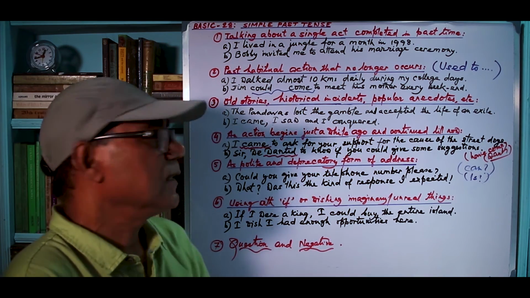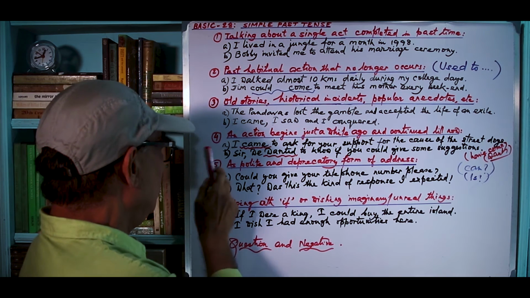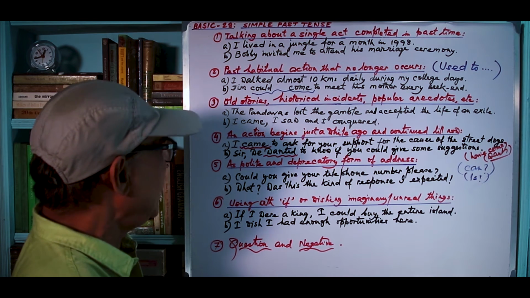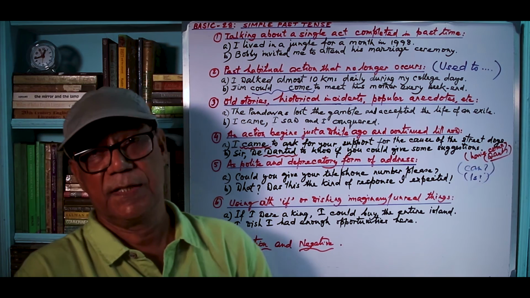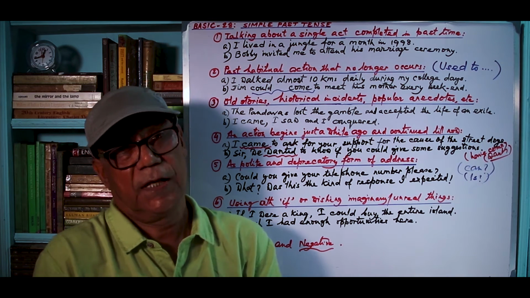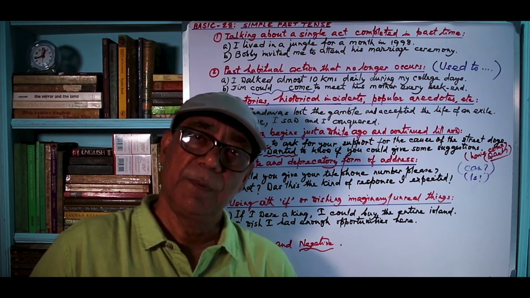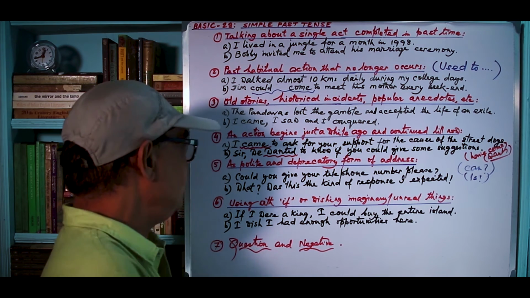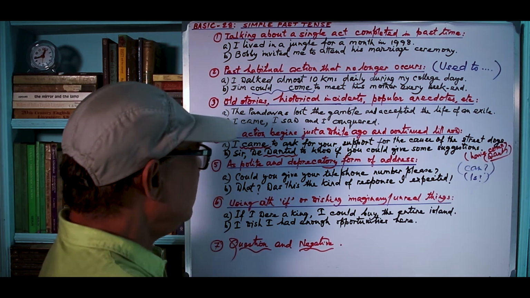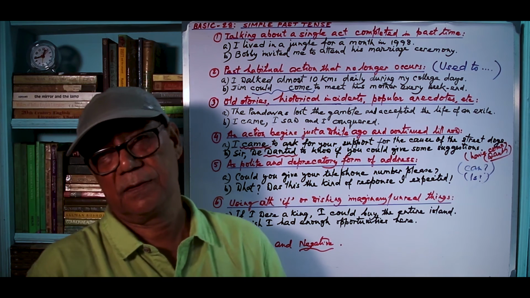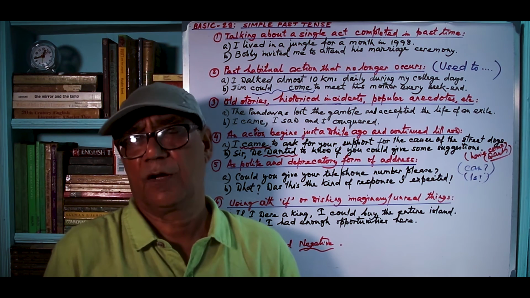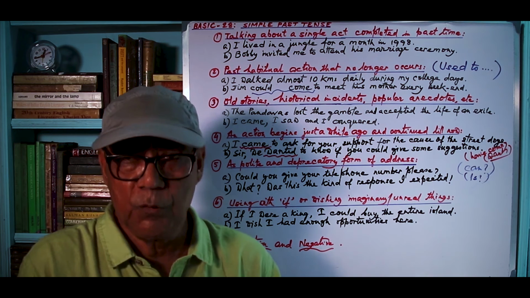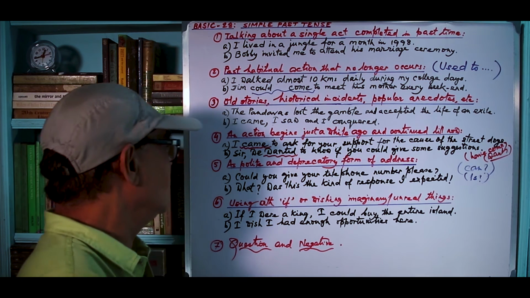Now, same thing we are coming to the point number 5, as polite and deprecatory form of address. There are two options. It may be polite, and again it may be deprecatory also. So simple. Could you give your telephone number, please? This is the most simple question or a request. Could you give your telephone number, please?